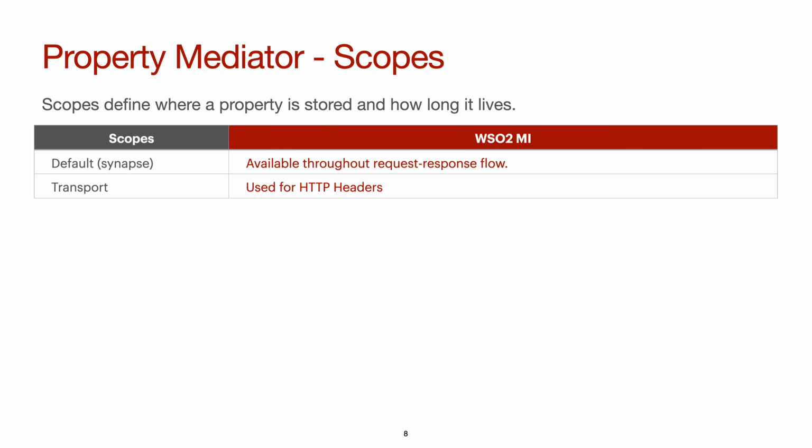The transport level scope defines the properties to be considered in the headers. For example, if it is required to send an HTTP header named custom header with an outgoing request, you can use the property mediator configuration with this scope. Axis2 properties set in this scope have a shorter lifespan than those set in the Synapse scope. These are mainly used for passing parameters to the underlying Axis2 engine.